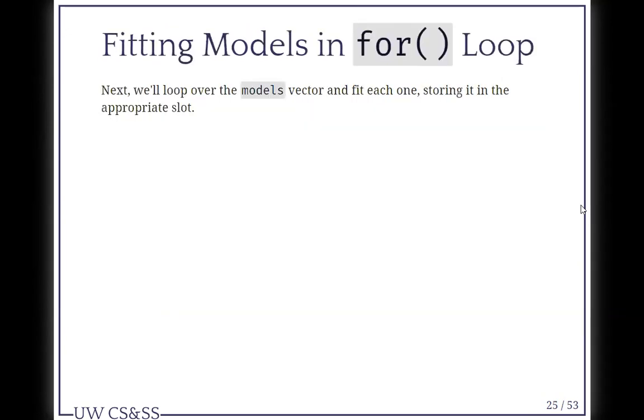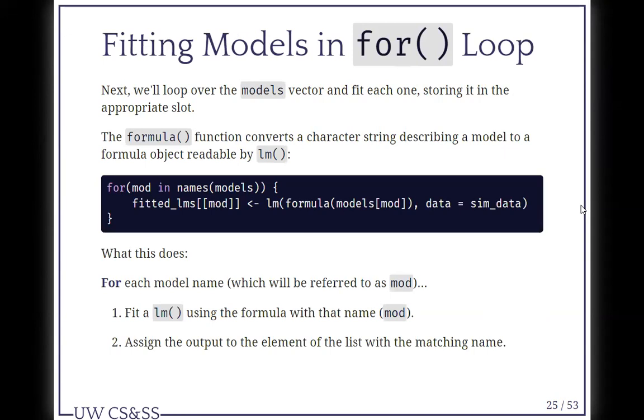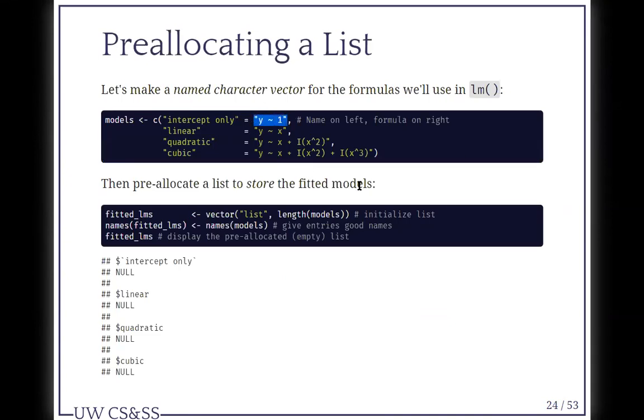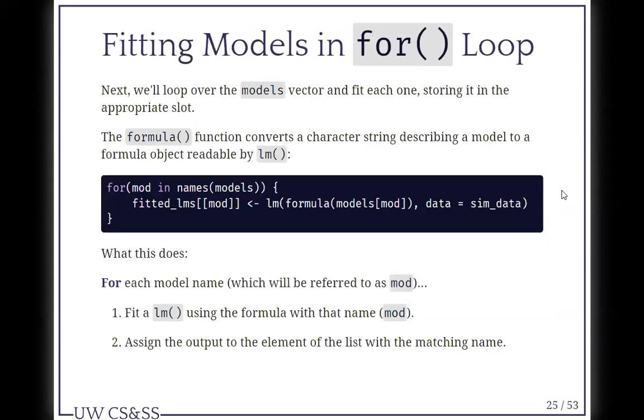Okay, so we're going to start fitting models in a for loop. Next, we'll loop over the models vector and fit each one, storing it in the appropriate slot. So the formula function will convert a character string describing a model to a formula object that's readable by the linear regression LM function. You don't necessarily have to wrap this in formula. This is a convention from when I learned R. R does know how to read these things as a formula now. It used to not. But I leave it in there because it helps me know what's going on.